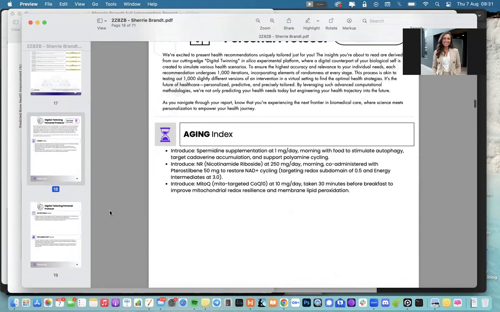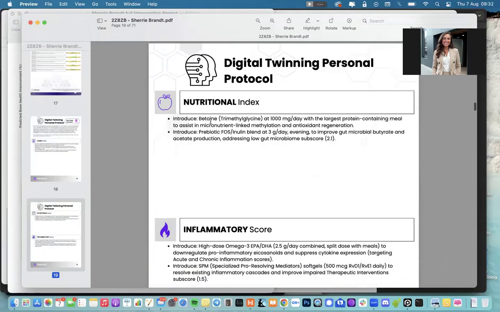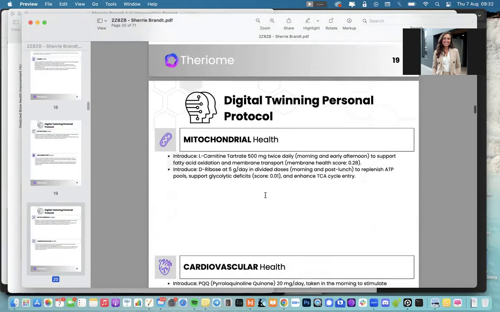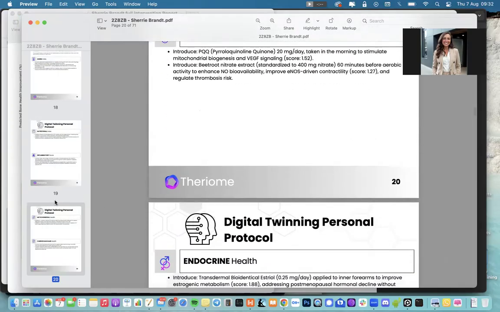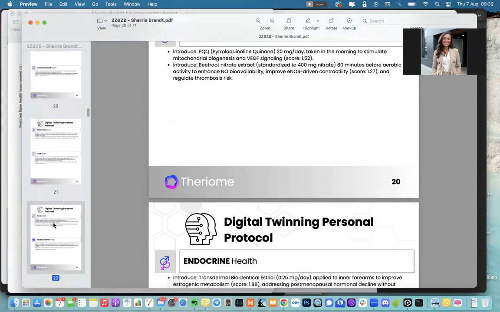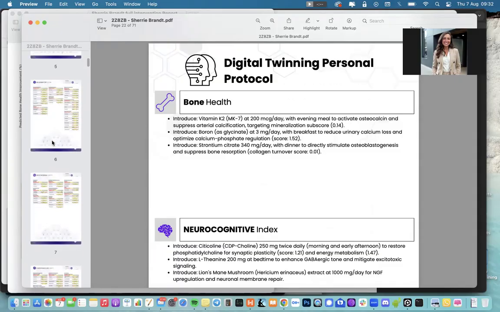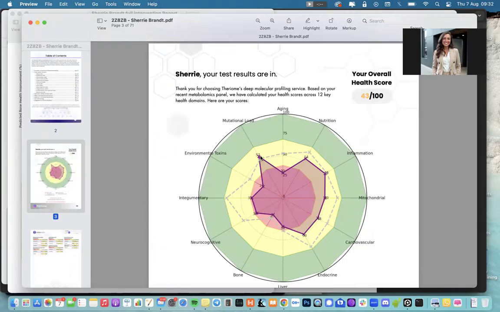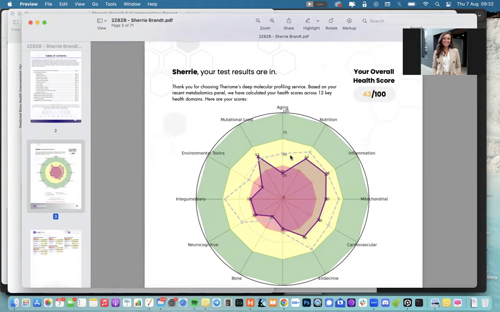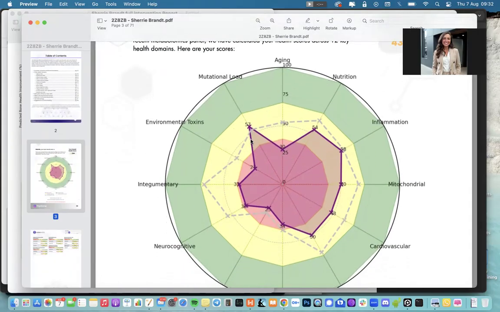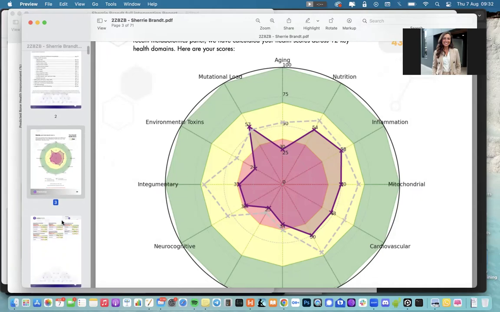So each index has things to do. For example, introduce betaine. For bone health, which is one of the most deficient areas she has: vitamin K2, use boron, it has all these interventions. So just by doing the test alone and taking these specific supplements, we have a very educated, we can tell you with certainty that these areas will improve, okay?